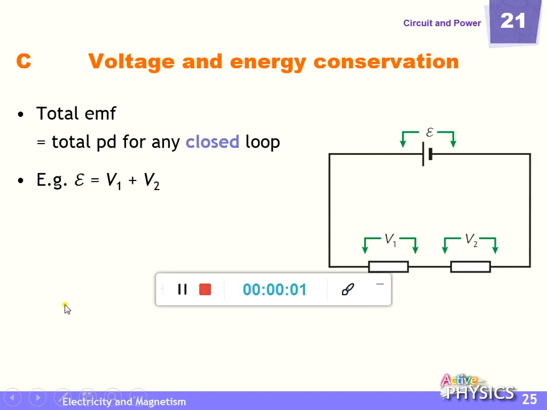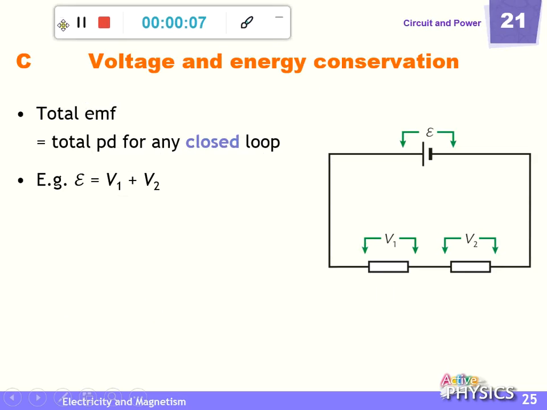Okay, next part C on page 89. Lastly, we know what the EMF is, what the potential is, and in this part we will focus on voltage and energy conservation. Now look at this. Total EMF means the total PD for any closed loop. What is the meaning? It means that the battery is the energy factory providing energy. The total energy it gives out equals the total energy consumed by the components.